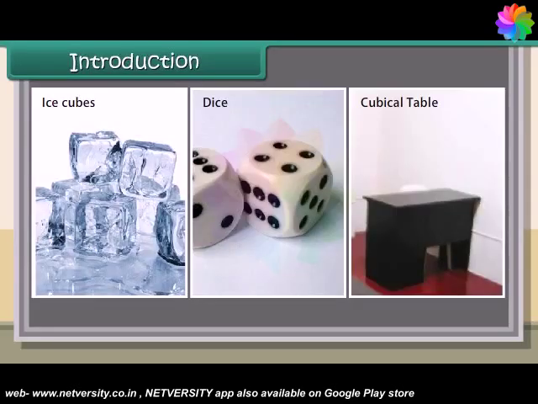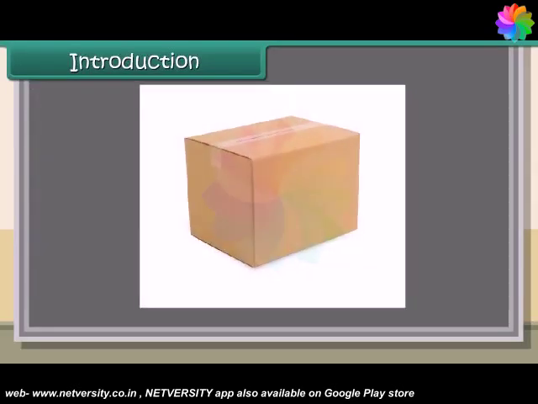For example, assume that you have a cube box which contains some amount of oil in it. How much oil does the box contain? You can find the amount of oil using volume of cube.